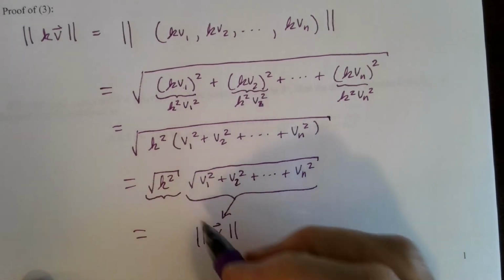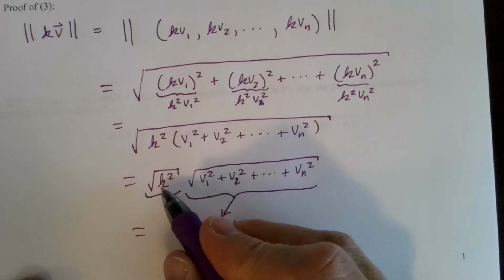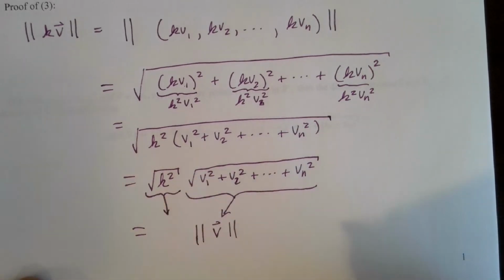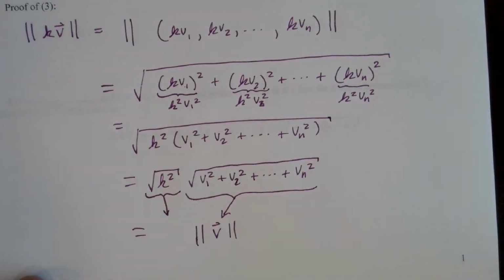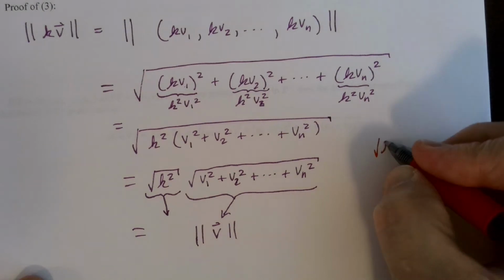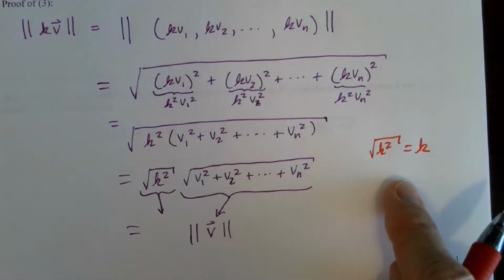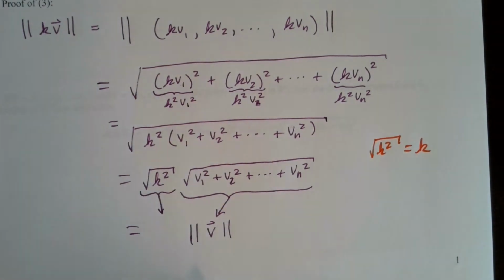But here's where a lot of you forget that if I square k and then take the square root, what do I get? The answer is not k. In other words, if I write this statement here, the square root of k squared equals k, this statement is false. It is not true.